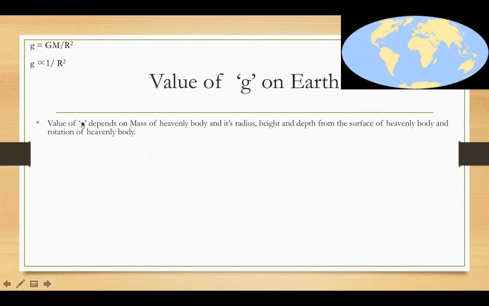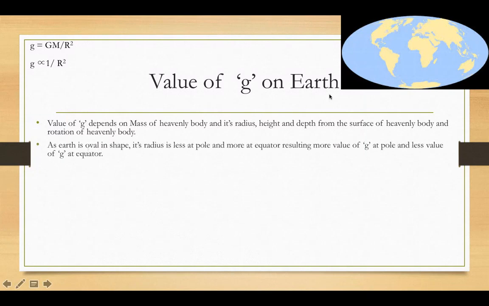So the value of g, as we have just proved this formula. While proving this formula, if you see this expression, the value of g depends on the mass of the heavenly body, or Earth let's say, and the radius of the heavenly body. It doesn't depend upon capital G because it is always constant. So the value of g depends on the mass of the heavenly body and its radius, and height, meaning how high it will go, and depth, meaning how deep it comes inside, and even the rotation of the heavenly body too.